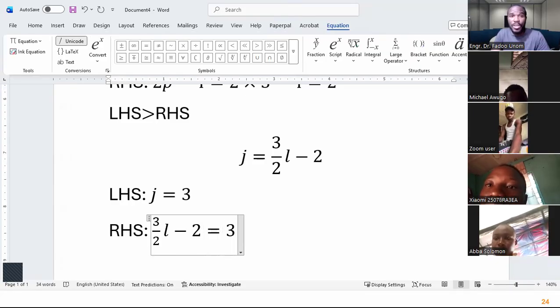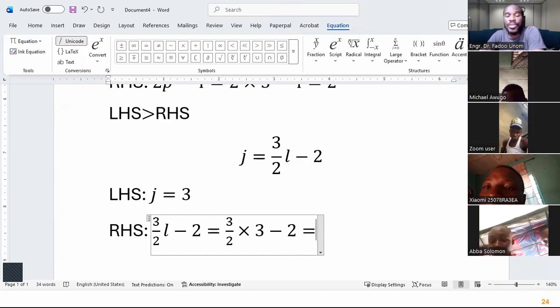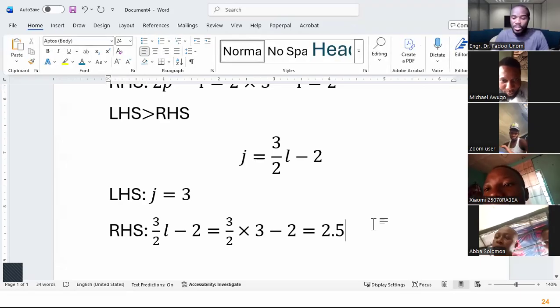Now, 3 over 2 times, how many links are there? There are 3 links. And then we're going to subtract 2 from that. When you multiply 3 and 3, you have 9. 9 divided by 2 is 4.5. 4.5 minus 2 will give you 2.5.